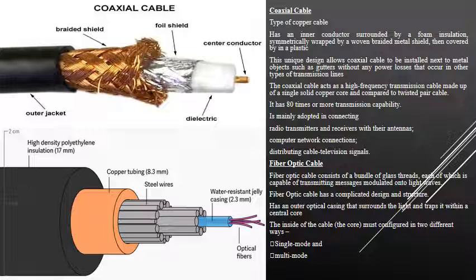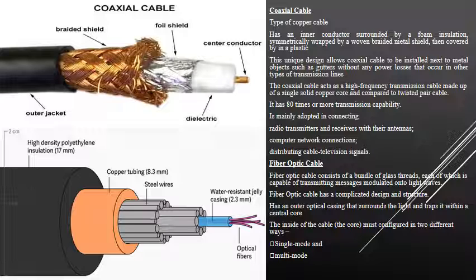The coaxial cable acts as a high-frequency transmission cable made up of a single solid copper core, and compared to twisted pair cable, it has 80 times or more transmission capability. It is mainly adopted in connecting radio transmitters and receivers with their antennas, computer network connections, and distributing cable television signals.